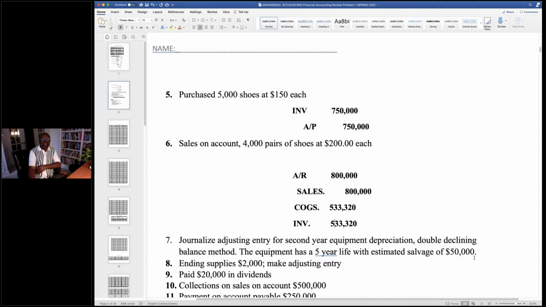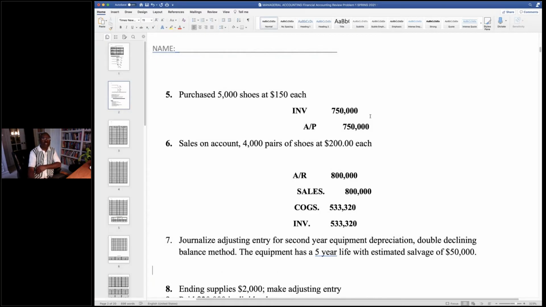Okay, let's see if we can calculate some double declining balance depreciation. In double declining balance depreciation, we're going to come up with a rate, and 200% is always going to be the numerator in terms of coming up with that rate, or what we're going to utilize to calculate it.